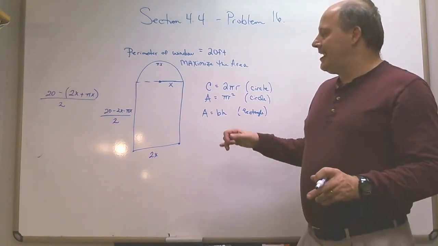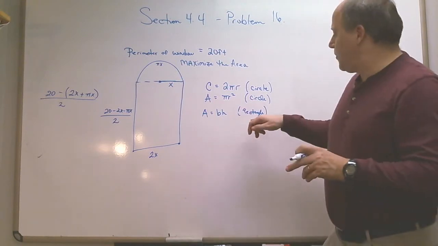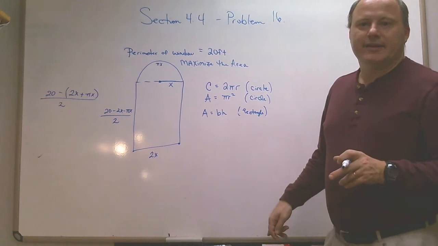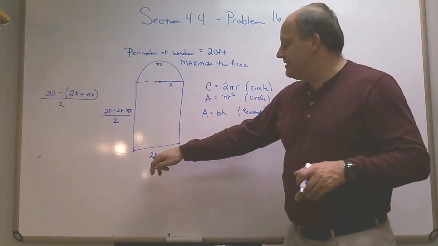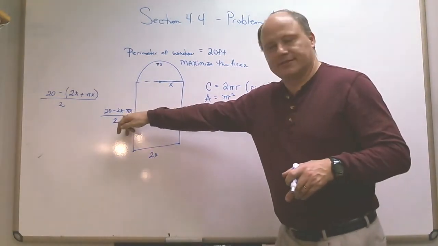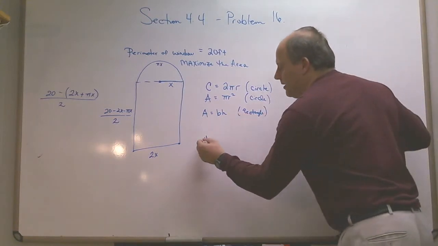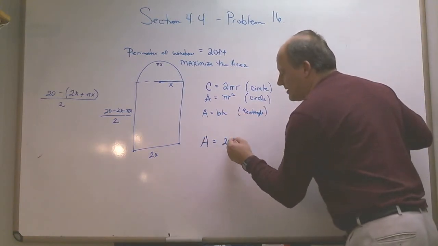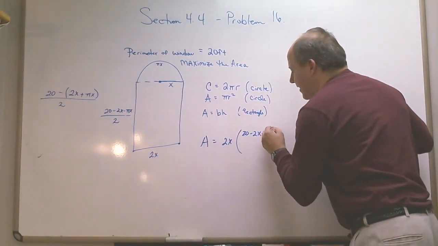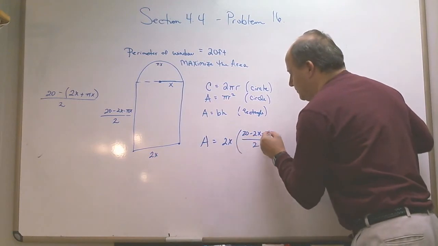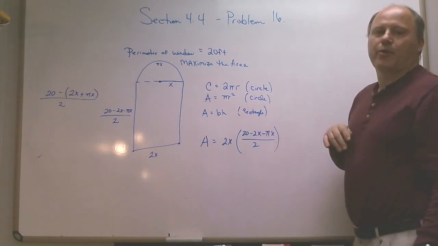The reason I got all the parts of this is because I have to find the area. The area of a rectangle is base times height. They're not numerical, but I have an expression for them. The base is 2x, and the height is this. So the area of the rectangular part of the window is base, 2x, times the height, 20 minus 2x minus pi x over 2. That's the area of the rectangular part of it.